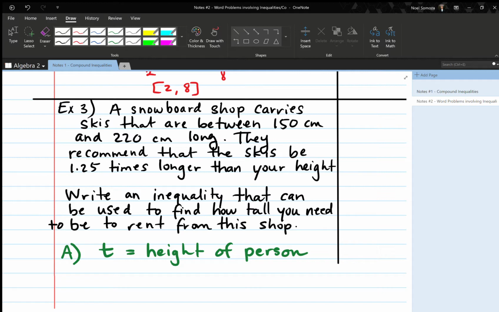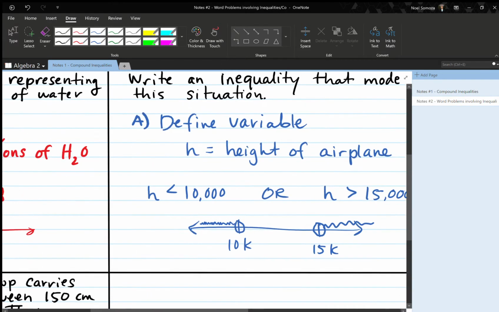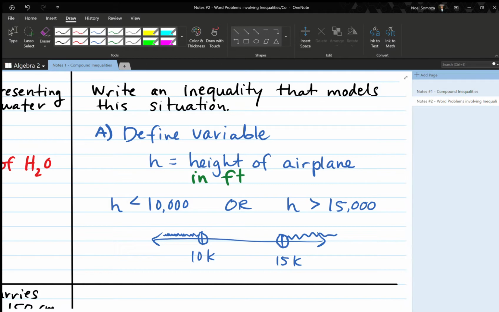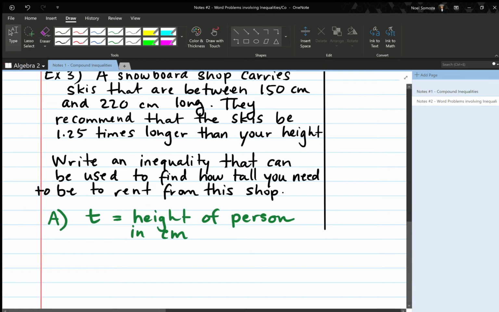In what? Centimeters. What did I forget to do in part two? Yeah, it was the height of the airplane in feet, because we're talking about different units. I should have gone back for number two. It should have been the height of an airplane in feet, and for number three, this should be the height of a person in centimeters.